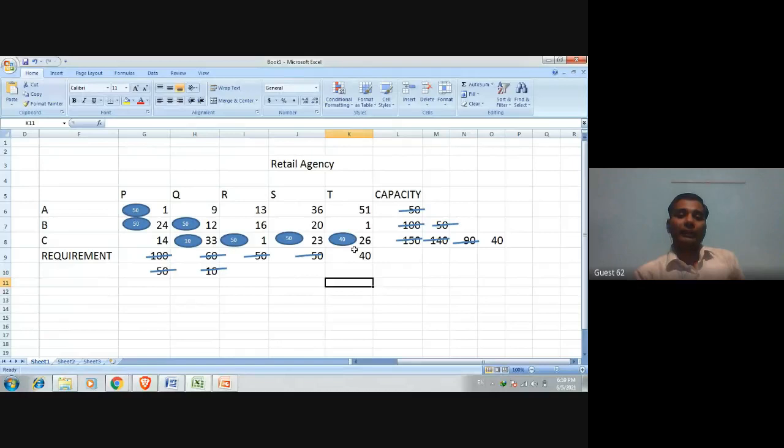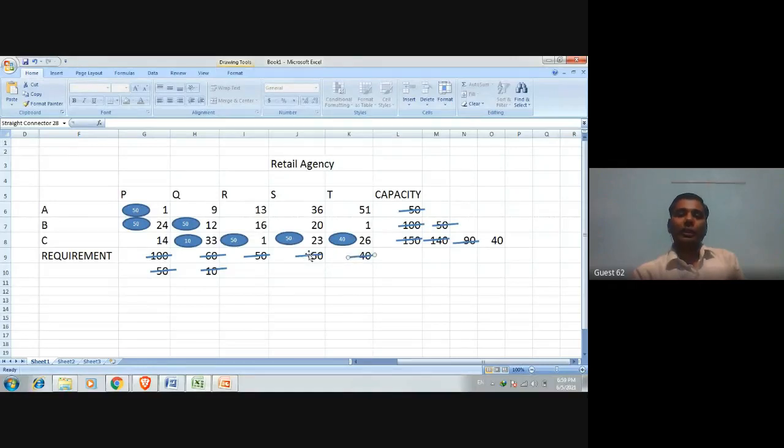And from where he got from the warehouse C. So all the units that are required to T have been taken from the warehouse C, that is 40 units. Okay. So all the units have been distributed. Now the requirement of P has been worn out, so we will cross it.